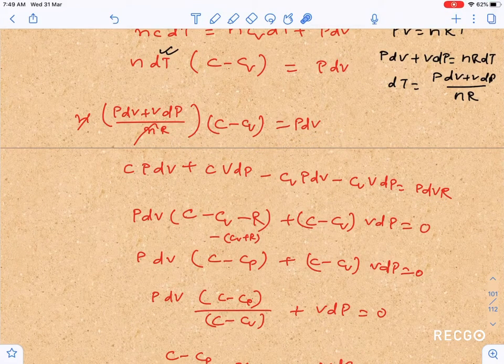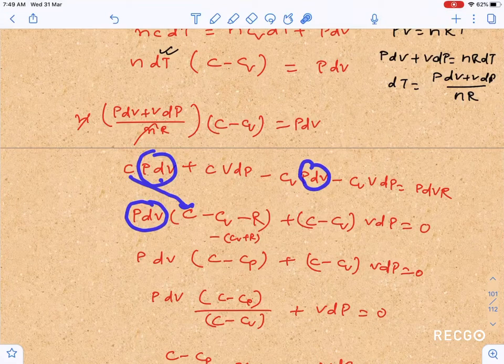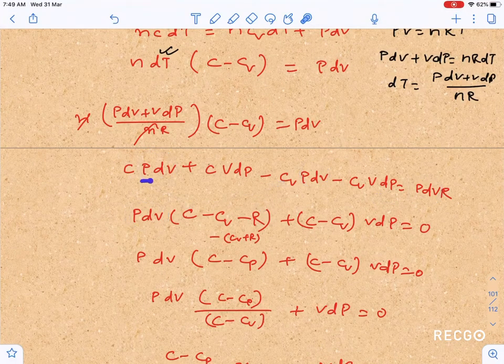Okay guys, now see carefully what I have done here. I have taken pdV common, guys. If you take pdV common, the term remaining here is C, and minus Cv will come here. When you bring this pdV to this side, it will be minus, so that's why I have written minus R. So when I have taken pdV common, it becomes C minus Cv minus R.